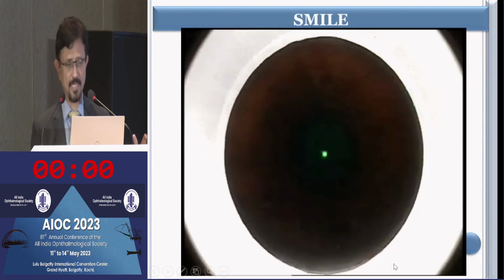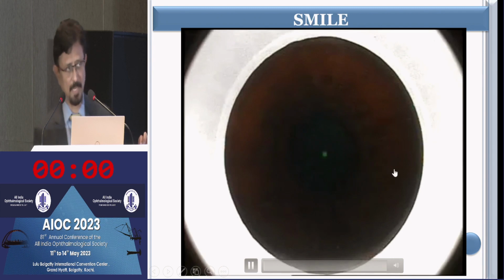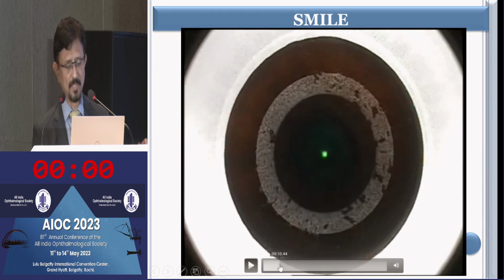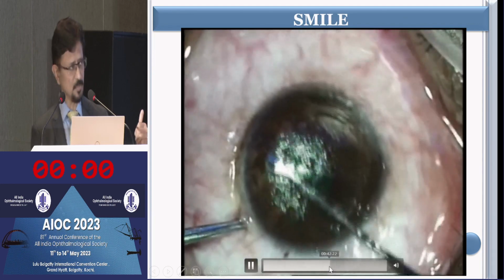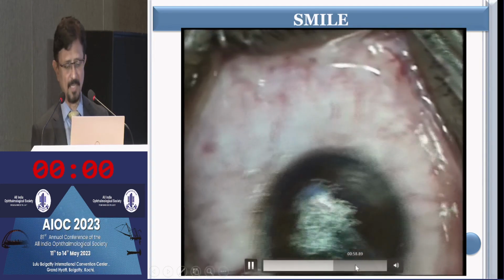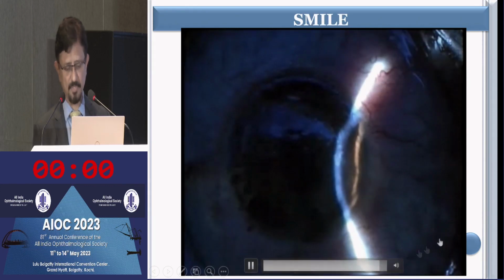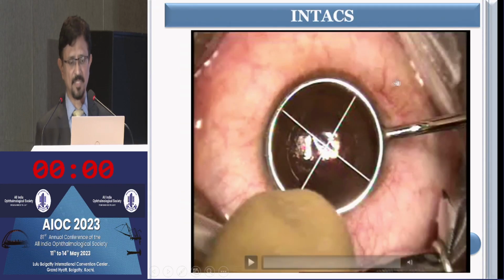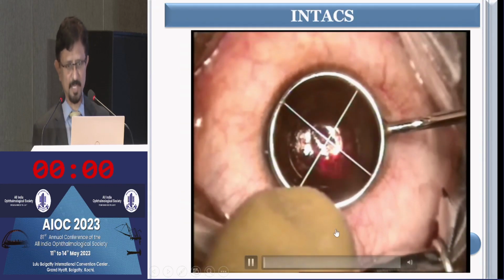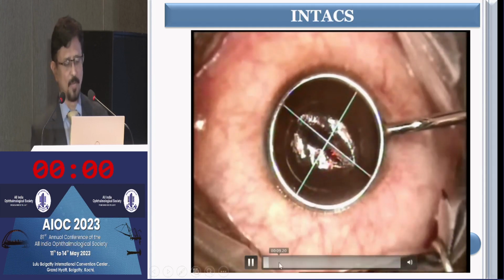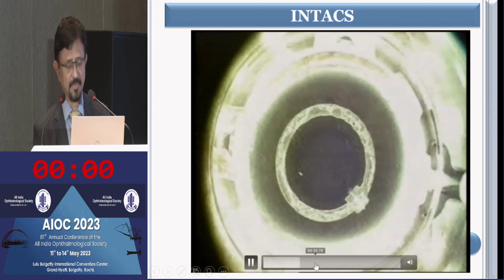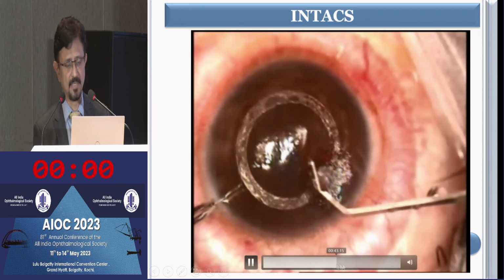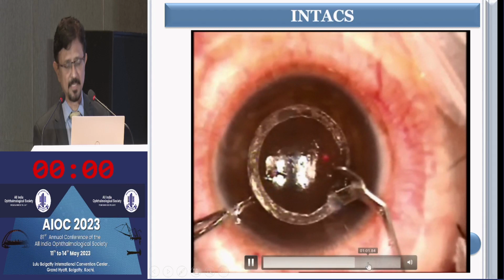And then, of course, came the SMILE, which is gaining fast popularity, wherein instead of ablating the stroma, we just remove a lenticule, the stromal lenticule, by dissection, and it's all a femtosecond procedure. And of course, the intracorneal ring segment, which was first approved by the FDA for low myopia, causes an arc shortening effect. We create a track for this ring segment, and then we place it in position.